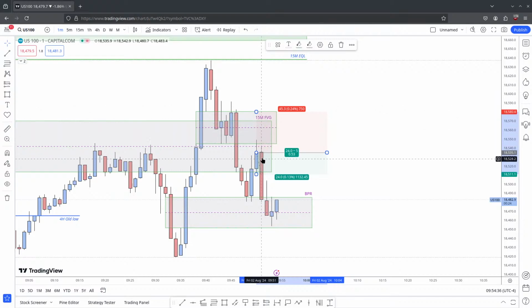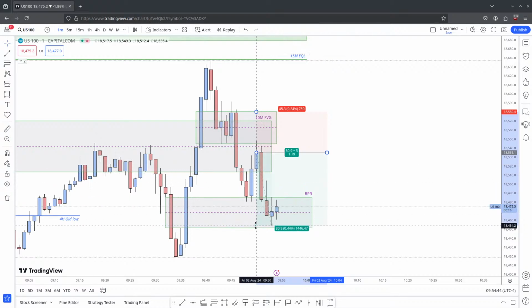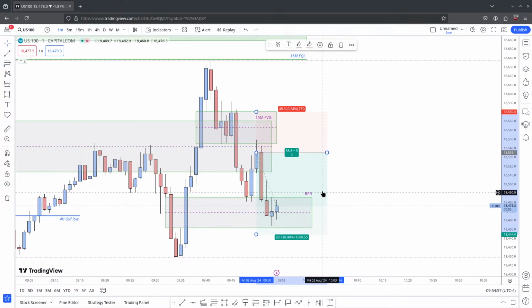Stop comes right down. You wouldn't have gotten stopped during this. You still would have made the full run. Okay, you could target the consequent encroachment. You could target the low if you wanted, or you could be looking for 2% exactly from the entry.